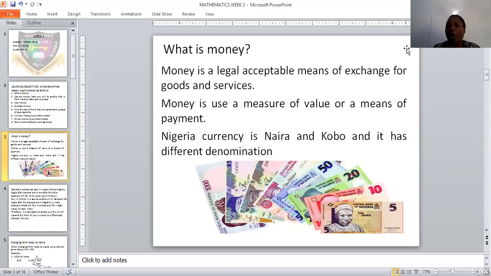Nigeria currency is naira and kobo. We have learned that before, still in social studies and national symbol. And it has different denominations. The kobo is no longer in existence. It's no longer in use. But the naira has different denominations. It has 1,000 naira notes, 500 naira notes, 200 naira notes, 100 naira notes, 50 naira notes, 20 naira notes, 10 naira notes, 5 naira notes.